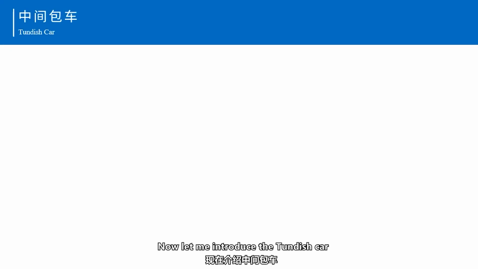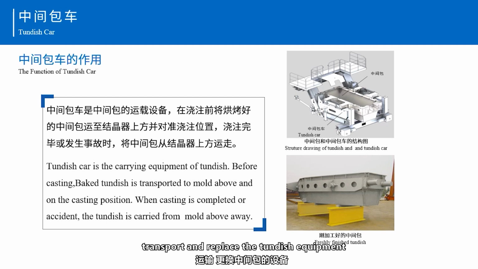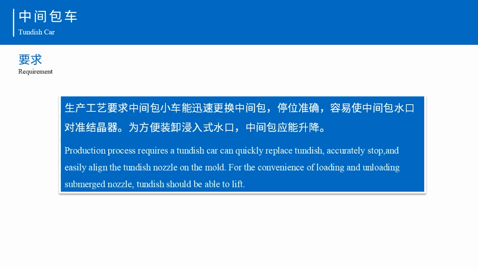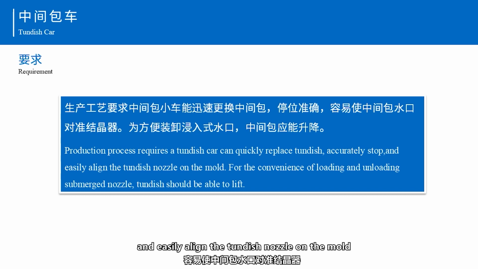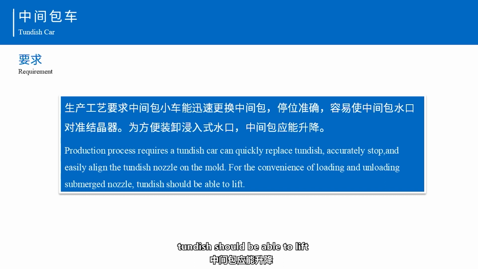Now, let me introduce the tundish car. The tundish car is used to support, transport, and replace the tundish equipment. The car structure should be conducive to casting, slag baling, oxygen burning, and other operations at the same time. It should also have the functions of traverse, lifting adjustment, and weighing. Production process requires a tundish car can quickly replace the tundish, accurately stop, and easily align the tundish nozzle on the mold. For the convenience of loading and unloading submerged nozzle, the tundish should be able to lift.